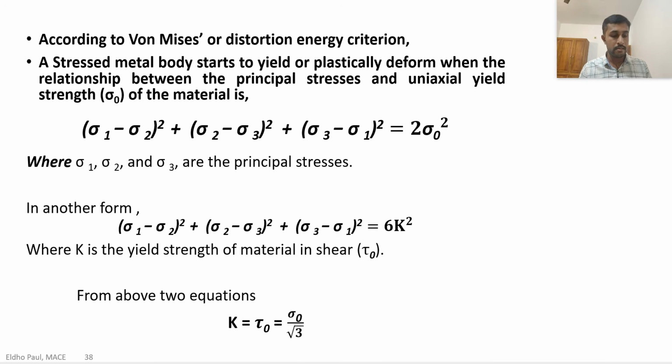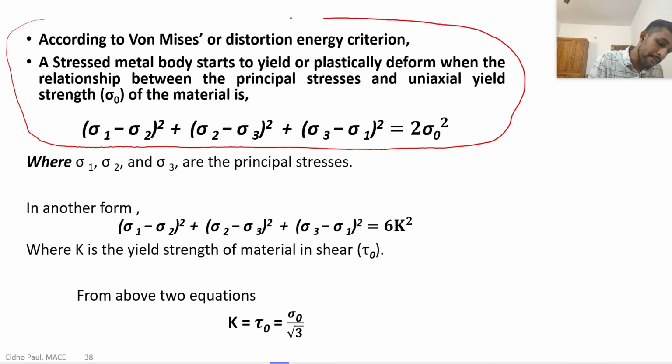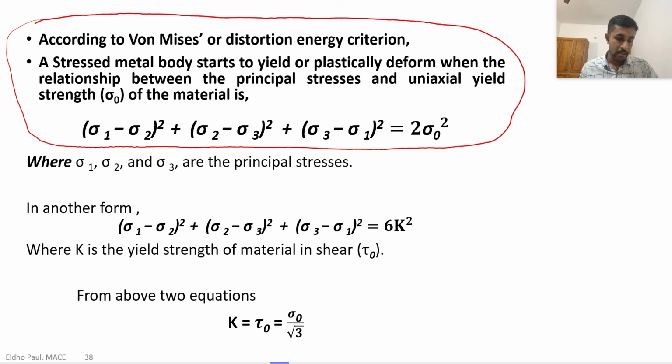So according to Von Mises distortion energy criteria, a stressed metal body starts to yield or plastically deform when the relationship between the principal stresses and uniaxial yield strength sigma 0 of the material is (sigma 1 minus sigma 2) whole square plus (sigma 2 minus sigma 3) whole square plus (sigma 3 minus sigma 1) whole square equal to 2 sigma 0 square. So this is the Von Mises stress criteria definition. Next time I will explain what this definition is.